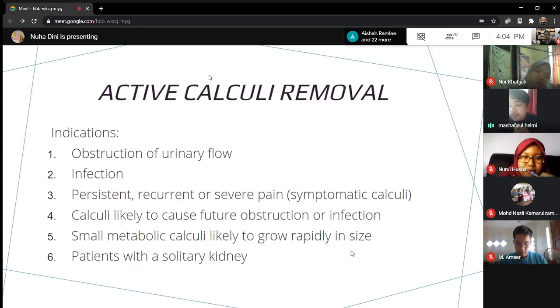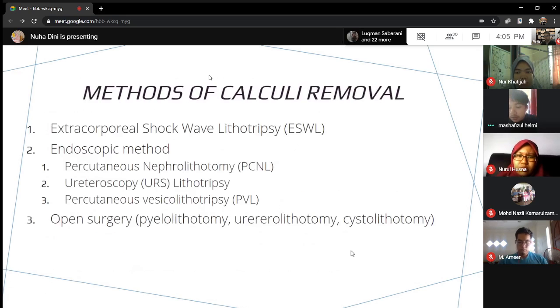So this is the active calculi removal. This is indicated if there is obstruction of urinary flow, infection, persistent, recurrent, or severe pain, also asymptomatic calculi likely to cause future obstruction or infection, small metabolic calculi that are likely to grow rapidly in size, and a patient with a solitary kidney. Next slide. So these are the methods of calculi removal. Next slide.